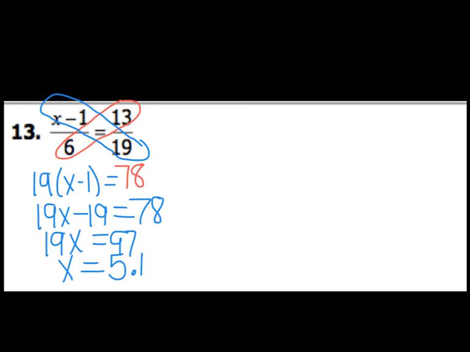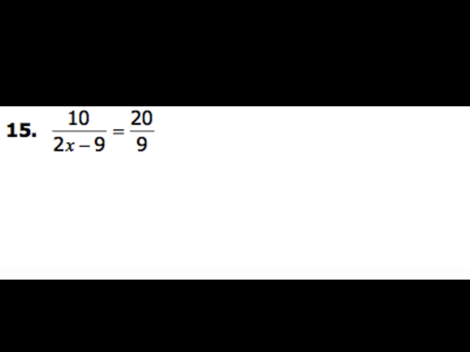Solve for x, and we get a decimal. x is equal to 5.1. Unless we specify, let's go ahead and round to the nearest tenth each time.